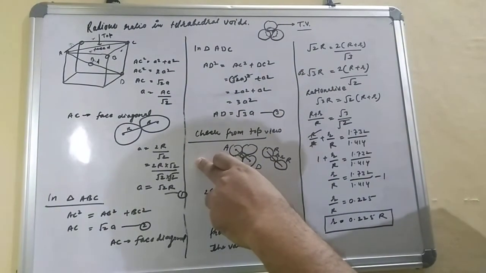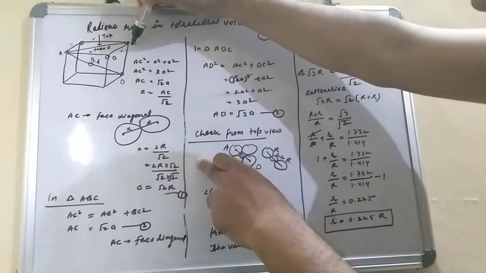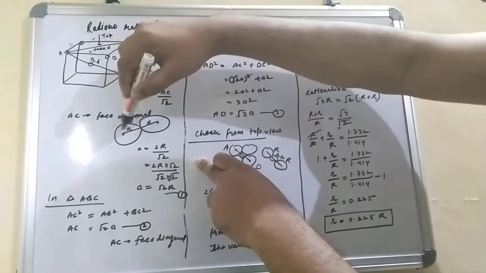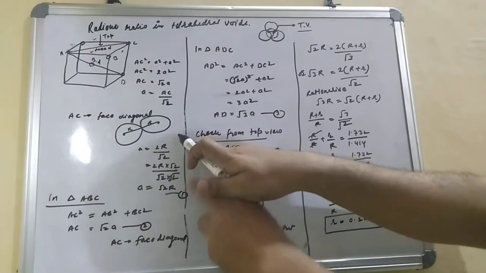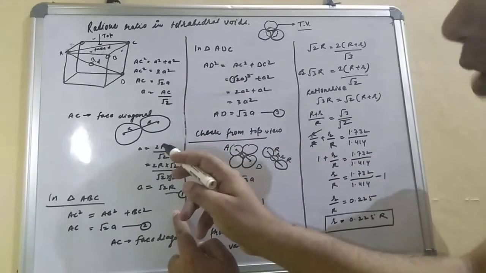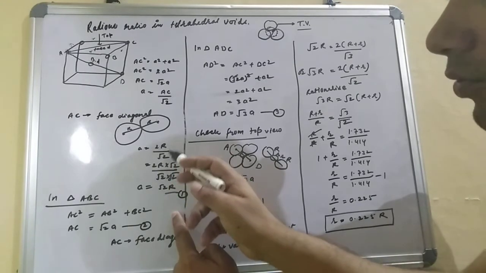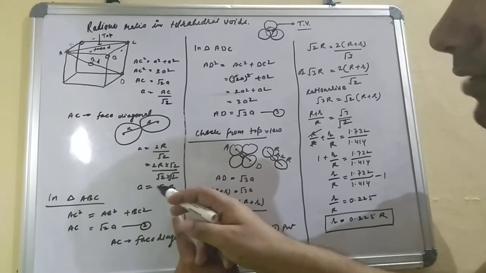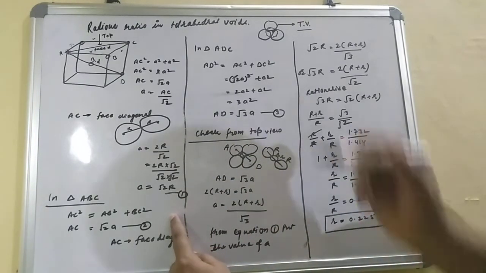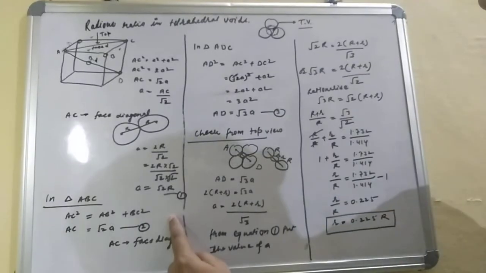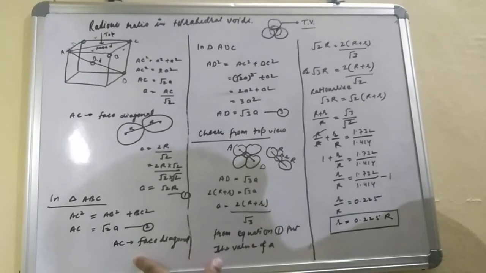Now I am representing it in a different way. A has one atom and C has one atom, and they touch each other diagonally, so AC equals 2r. In place of AC, I put 2r upon root 2, and then rationalizing by multiplying by root 2 up and down, we get a equals root 2 r. This is equation number one. Now go into the triangle ABC, and in this triangle you apply the Pythagoras theorem.